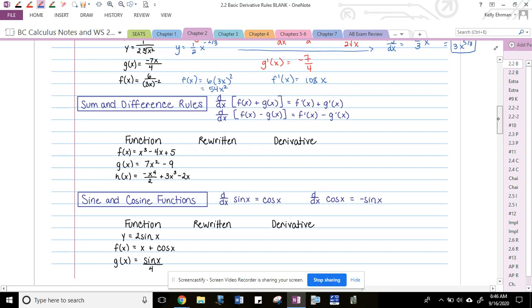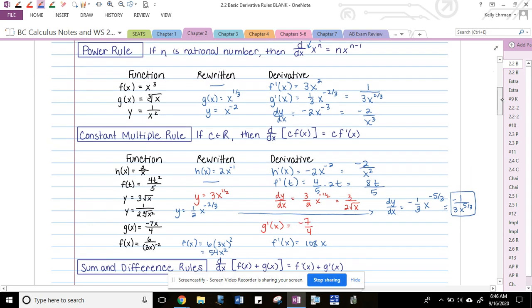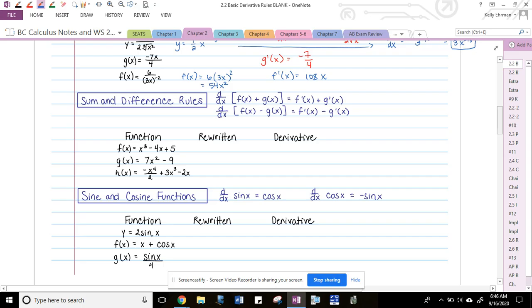Sum and difference rules. Take the derivative of f of x plus g of x. You can separate it out. You can take the derivative of f and add that to the derivative of g, and you can do the same thing for subtraction. All that means is when we have more than one term, because so far, I don't know if you noticed, but all these were little single term functions. If we have more than one term, you can take the derivative of each term.